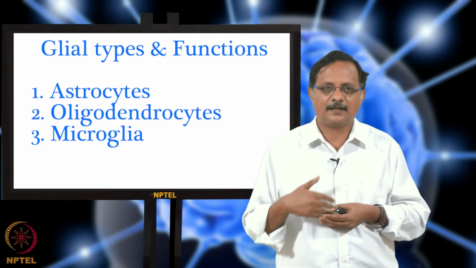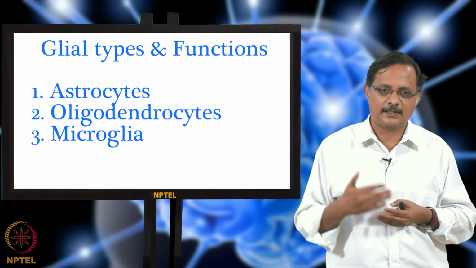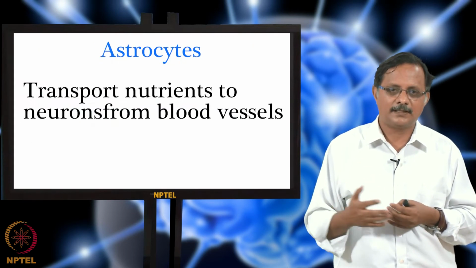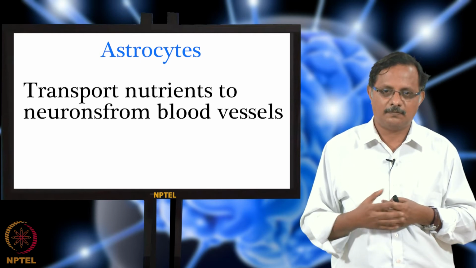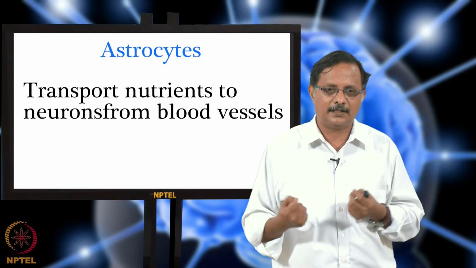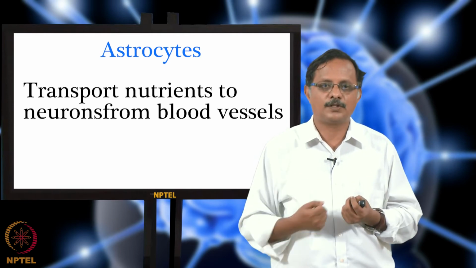In the CNS there are three kinds of glial cells: the astrocytes, the oligodendrocytes and the microglia. Now, astrocytes transport nutrients to neurons from blood vessels. For example, any cell in the body needs energy, and that energy comes from the bloodstream in the form of glucose and oxygen.